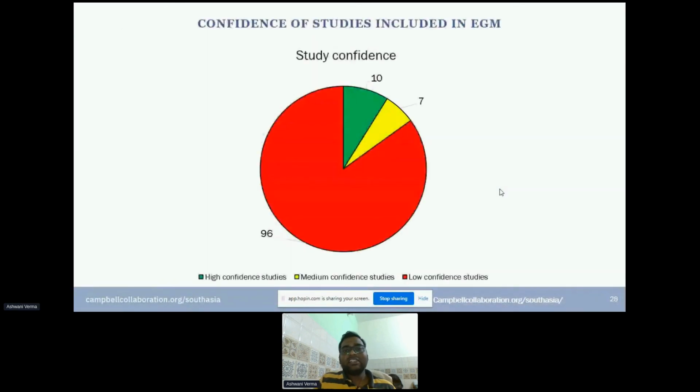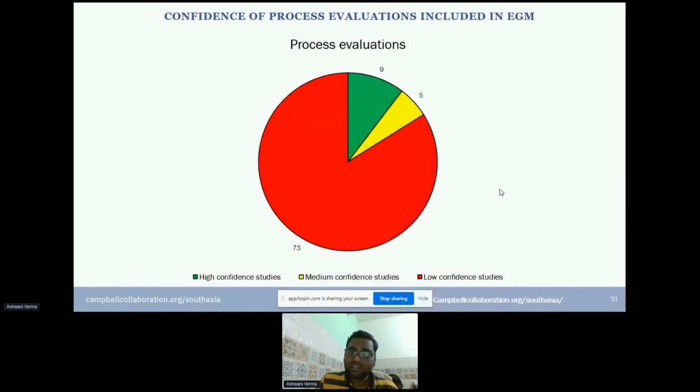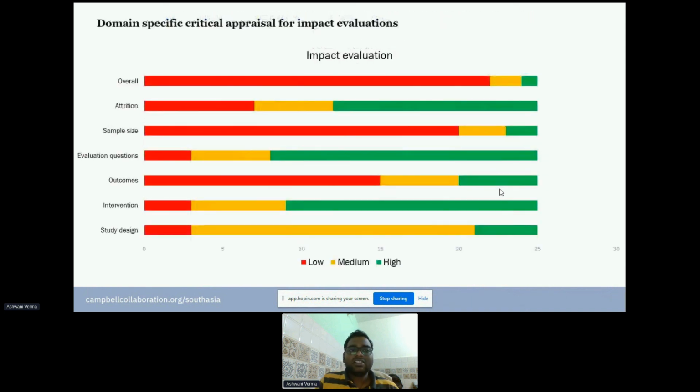So this is the overall study confidence, but I would like to talk more about the individual study confidence. The majority of the impact evaluations are of low confidence, and only 1 and 2 are high and medium confidence studies. The same follows for the process evaluations as well. The majority, 73, are lower confidence studies, whereas 5 and 9 are medium and high confidence studies.